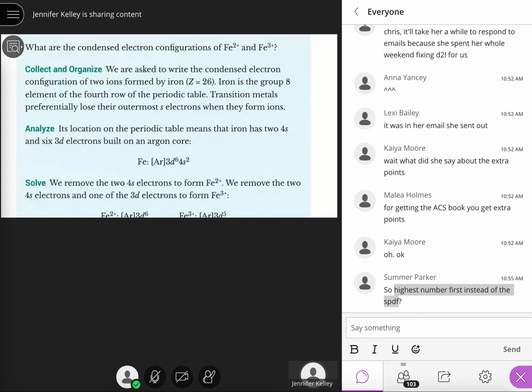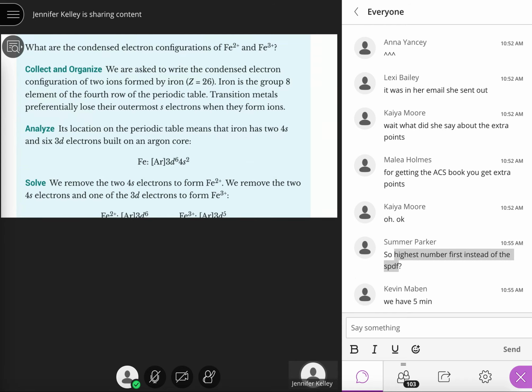Okay, so if you look at this practice problem, it gives you a good example of a practice problem for ions. It'll ask you what the electron configuration is of a transition metal ion. And here it's asking for 2 of them: 2+ and 3+. With 2+, you're removing 2 electrons, and with 3+, you're just going to remove 3 of them.